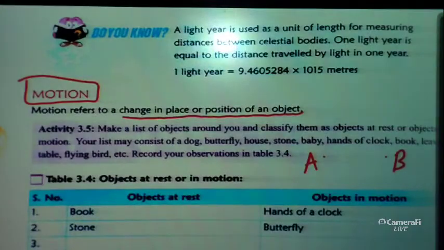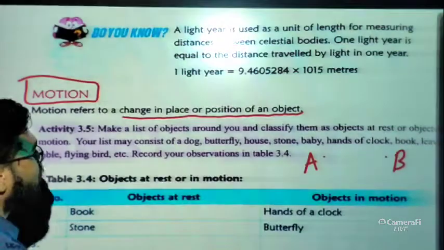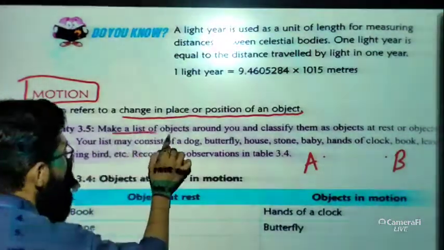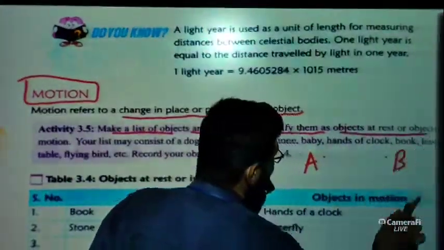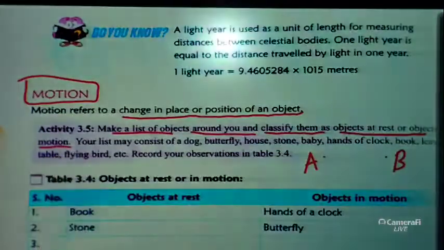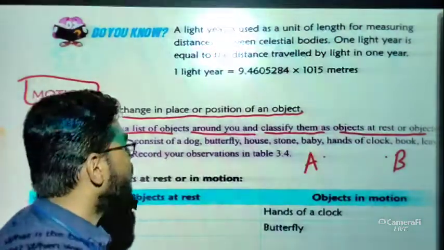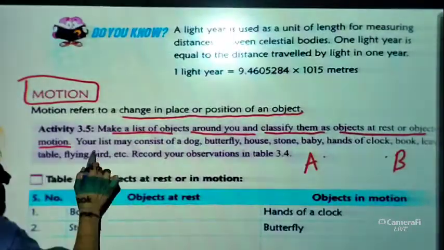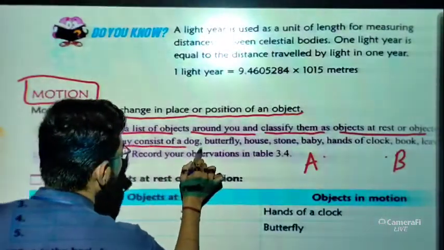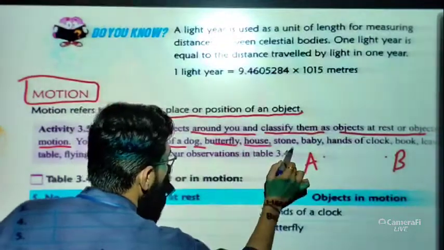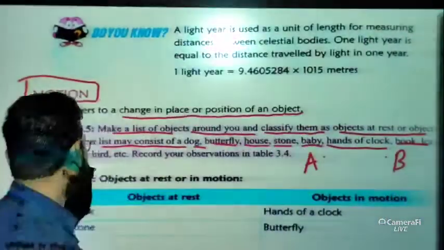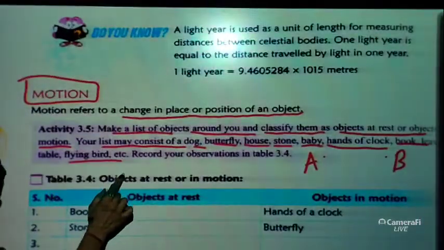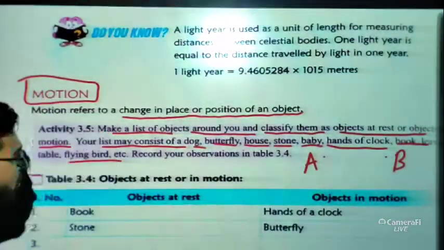Okay. So there is an activity. What does this activity tell? Make a list of objects around you and classify them as objects at rest or objects in motion. So you have to find out which objects are at rest and which objects are in motion. Your list may consist of a dog, butterfly, house, stone, baby, hands of a clock, book, leaves, flying birds. You have to record your observations.